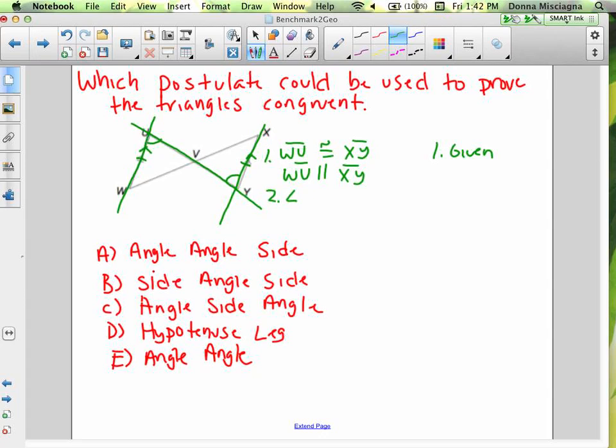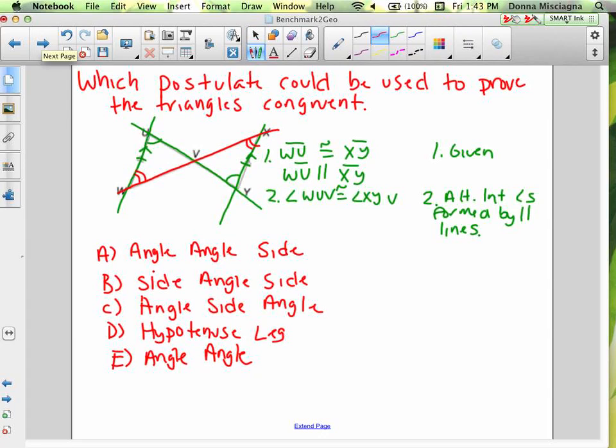So angle WUV is congruent to angle XYV, because they are alternate interior angles formed by parallel lines. But they're not the only pair, because we have another transversal. So these angles are also congruent.